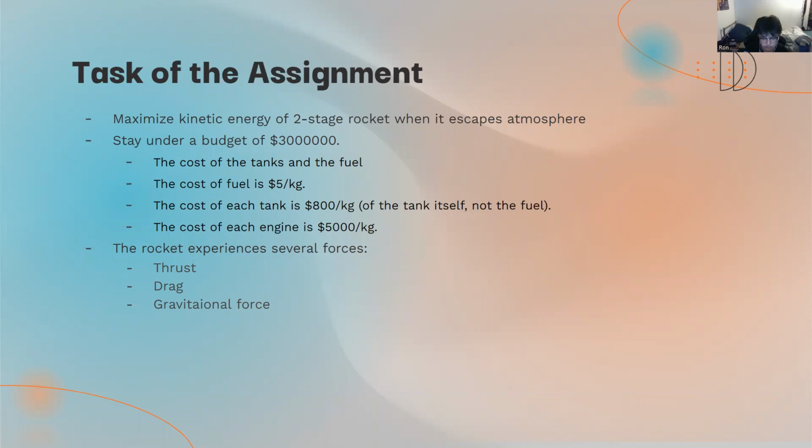And we were challenged to distribute the fuel between the two stages in such a way that maximizes the kinetic energy while staying within a given budget of $3 million. The price of fuel and the stage components are as seen on screen. The rocket is shot into the air with an initial velocity of 1 meter per second and experiences thrust force, drag force, and gravitational force.